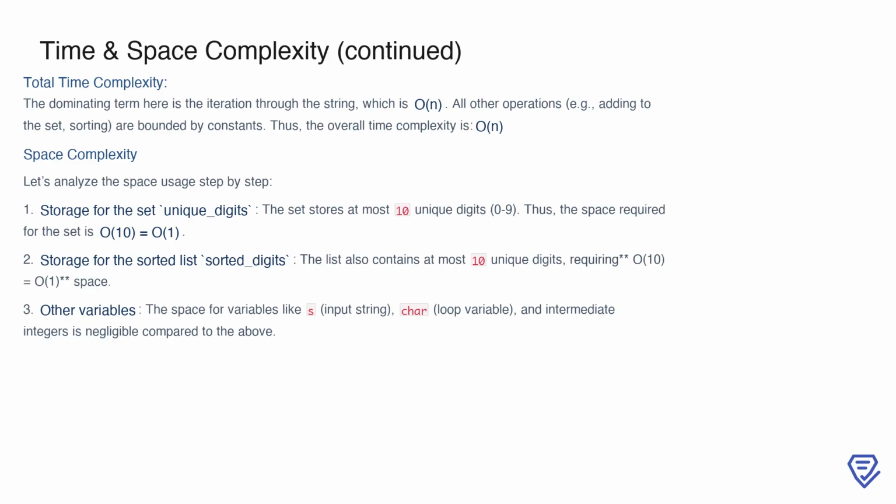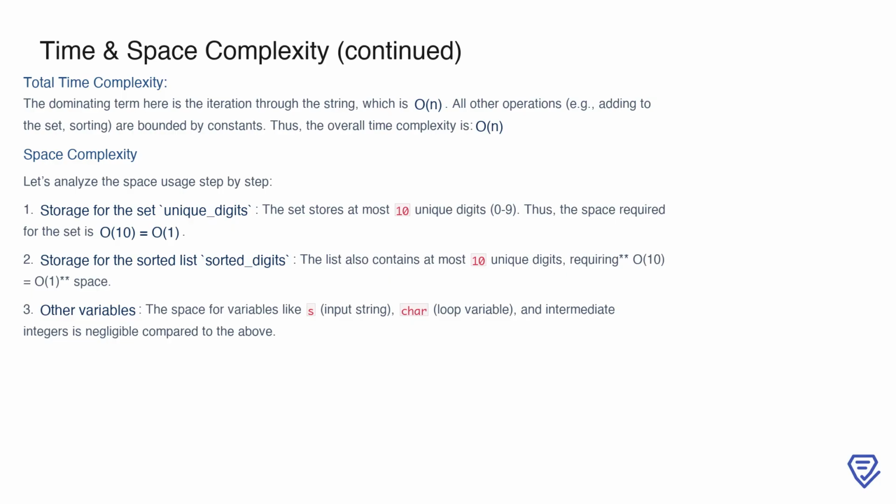While other operations like adding to the set, sorting, and accessing elements have constant time contributions, the linear traversal of the string dominates the complexity. Now, let's consider the space complexity. The primary contributor to space usage in this function is the set unique_digits, which is used to store unique digits from the string. Since the set can only hold a maximum of 10 unique digits, the space required is constant, or O(1). Similarly, the sorted list sorted_digits, which is generated from the set, also contains at most 10 elements. This requires O(1) space as well.